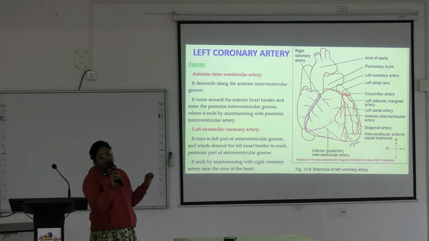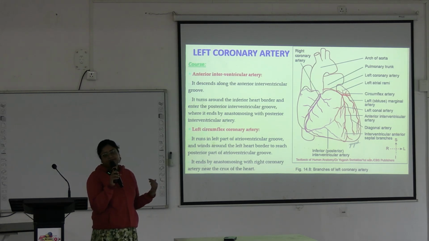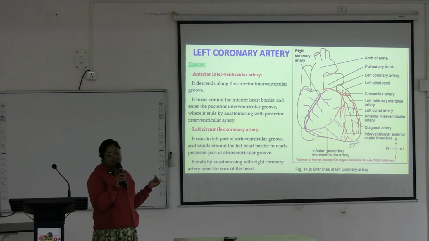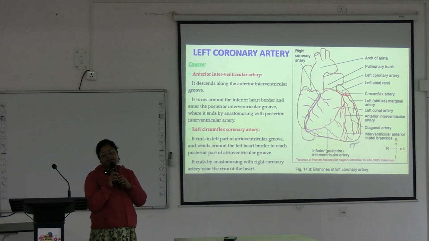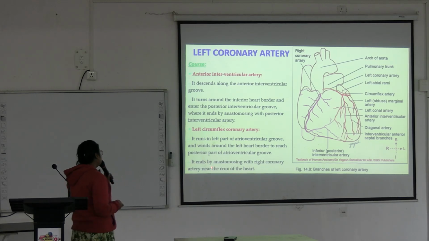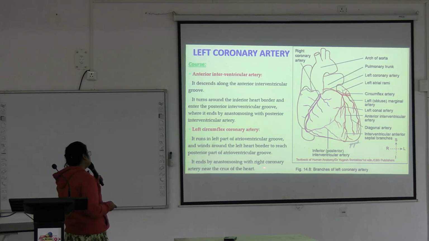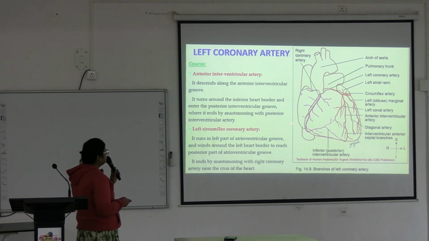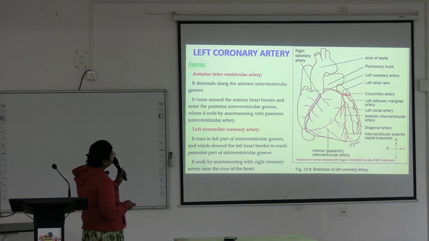The crux is the junction between the posterior atrioventricular groove, the posterior interatrial groove and the posterior interventricular groove. All these grooves meet posteriorly, and that point is known as the crux of the heart. So near the crux, the circumflex coronary artery ends by anastomosing with the right coronary artery. Here the anastomosis is occurring.